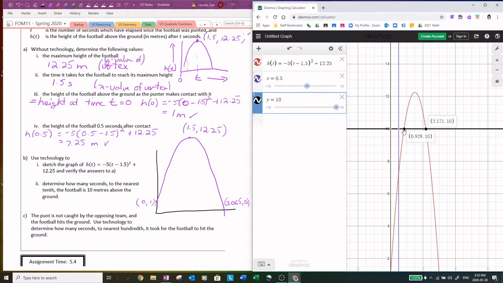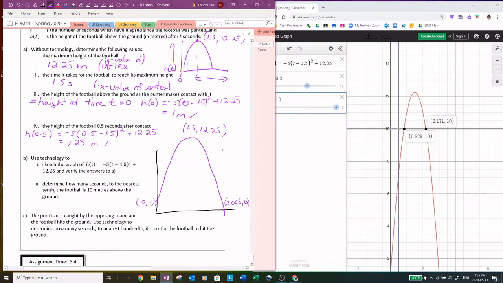And the ball is above 10 meters from this point here to this point here. If I draw this on here, this one is, we're doing it to the nearest tenth, so I'm just going to say 0.829. And here is 2.171. So I'm going to subtract those, right? The difference between them is how long it was above there.